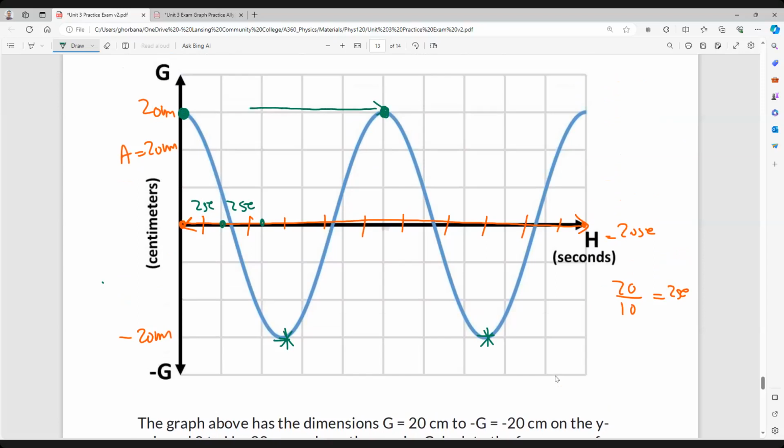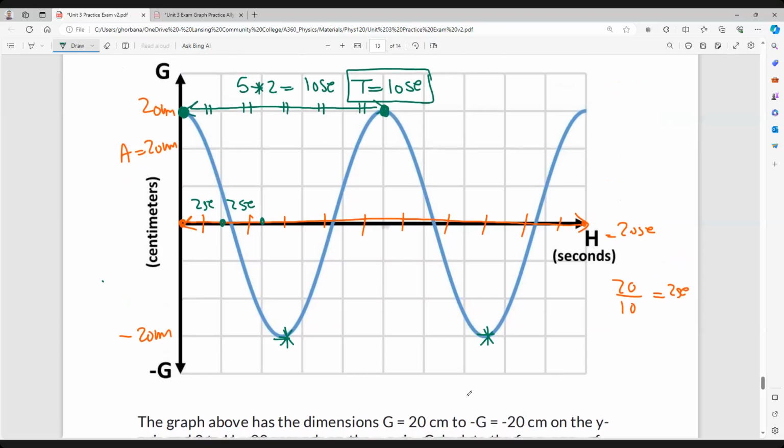From here to here, how many of these do I have? 1, 2, 3, 4, 5. Okay? 5 times. How many seconds was each one? Each one was 2 seconds. 5 times 2, 10 seconds. So the period is 10 seconds. Good?